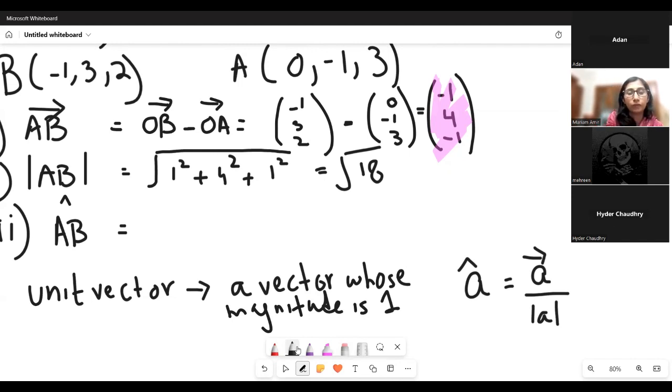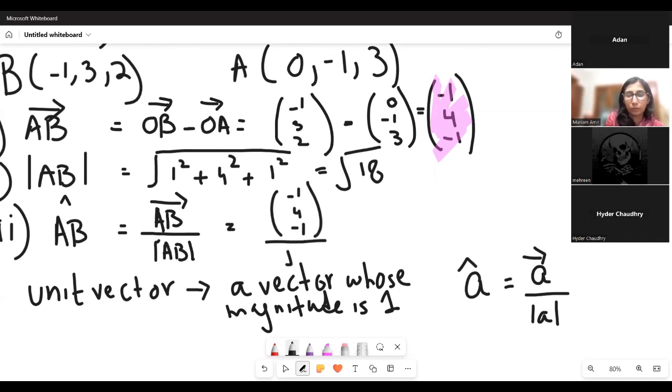So unit vector of AB would be the vector AB divided by the magnitude of AB. When you divide a vector by its own magnitude, its magnitude becomes 1. So the vector AB is -1, 4, -1 divided by square root of 18. So this would be 1 over square root of 18 times -1, 4, -1.